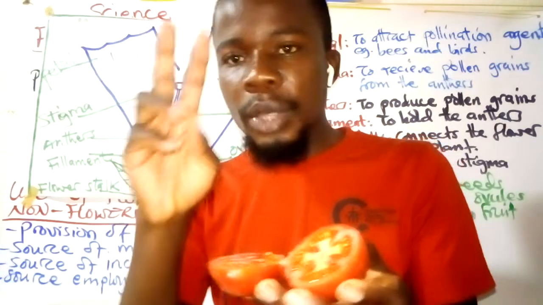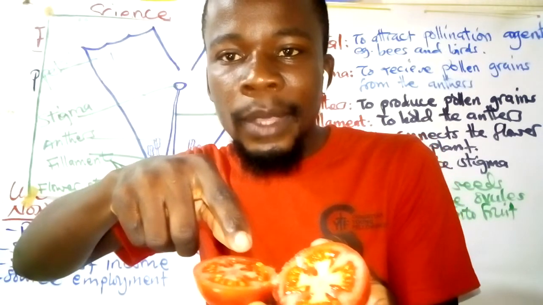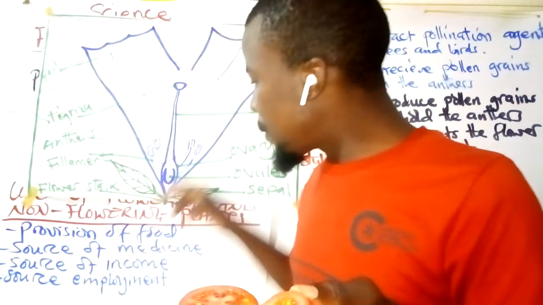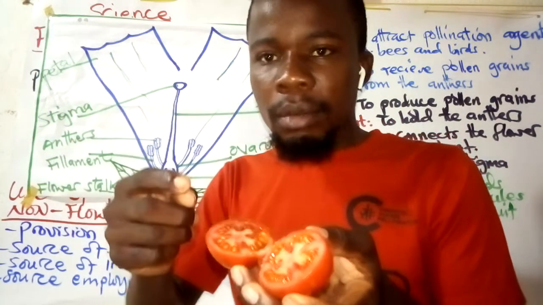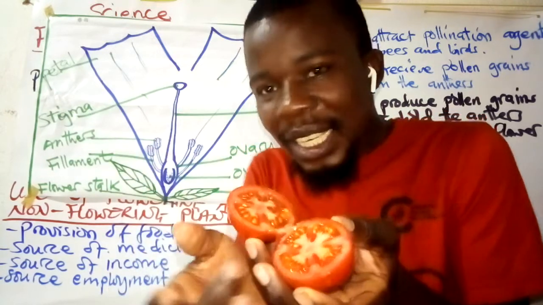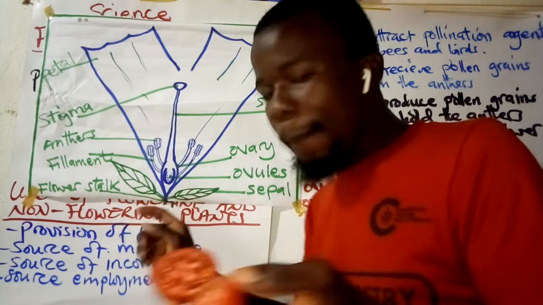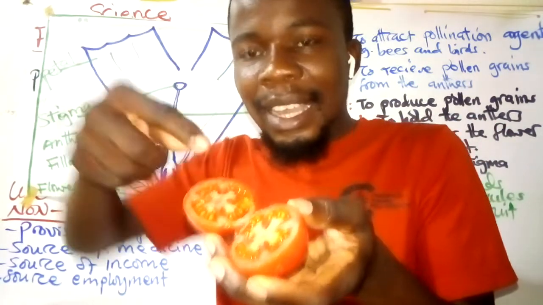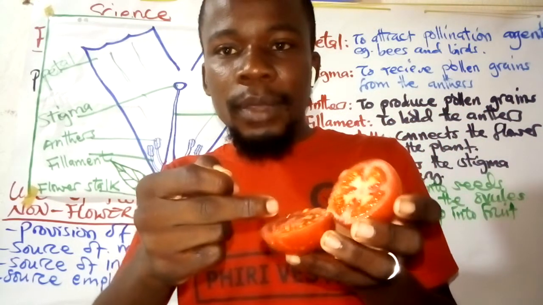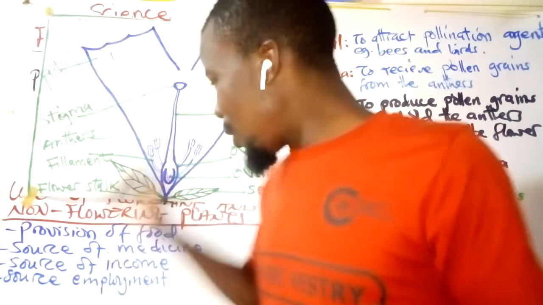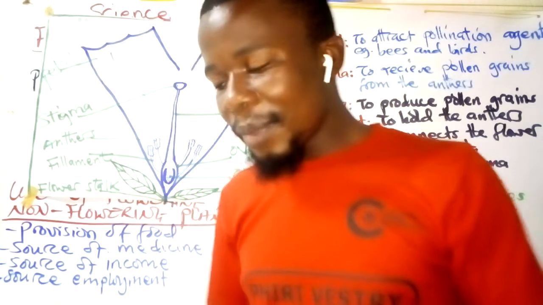So here we are seeing two things. We are seeing the fruit itself and the seeds inside. The fruit comes from the ovary, while the seeds inside come from the ovules. So we have to have the ovules to have seeds, and we have to have the ovary to have the fruit. Thank you.